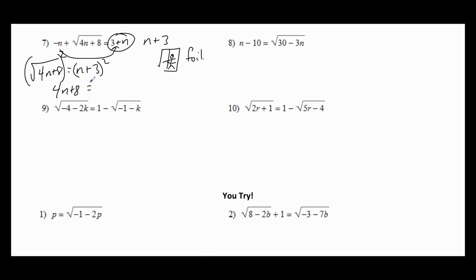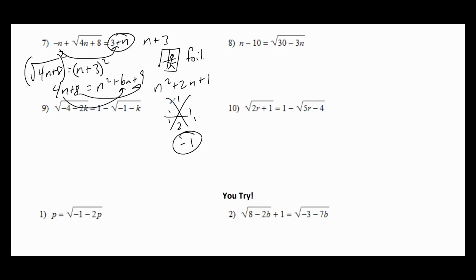Okay, you can either FOIL, you can do the box, and you get n squared plus 6n plus 9. Now, it's quadratic. What does that mean? I got to bring this over. I got to bring the 4n over. So I get n squared plus 2n plus 1, which can then be factored to 1 and 1, divide by a, and then flip, which gives you a -1.